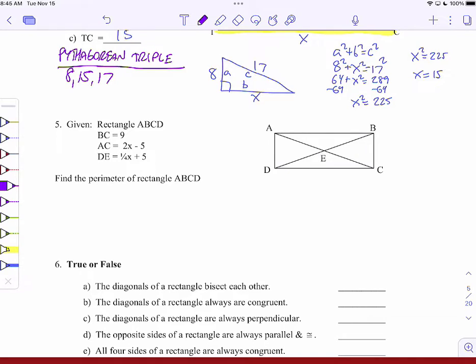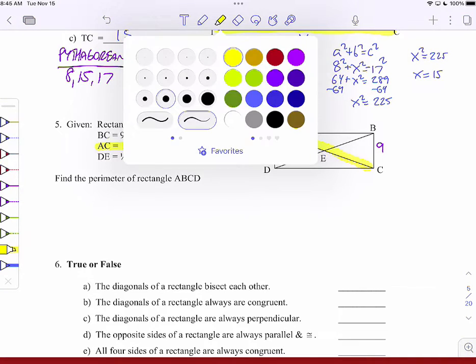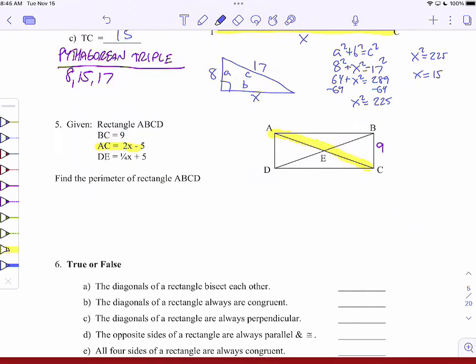So this one says BC is 9. AC, which is all the way across here, is 2x minus 5. So AC, I'll highlight, is all the way across here. But then it says DE, and DE is not all the way across. DE is just from there to there. And then it says find the perimeter of the triangle. So, I know that if that's 9, that's 9. Okay, that's not super helpful.